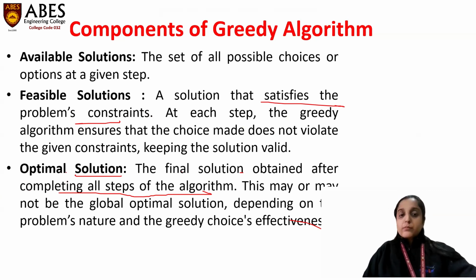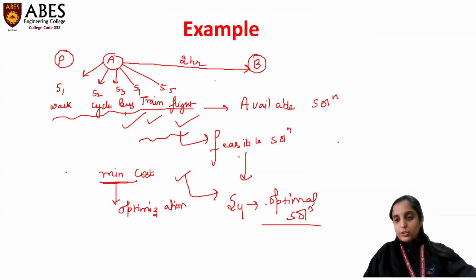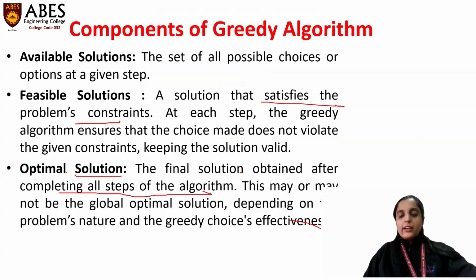See, with this particular example, we got to know what is available solution, what is feasible solution, and what is optimal solution. But I am not able to find the meaning of this line that this particular approach may or may not lead to the global optimal solution. What does this statement mean? I'm not getting actually how this greedy algorithm will not give me global optimal solution. And what is this local optimal solution and what is this global optimal solution?